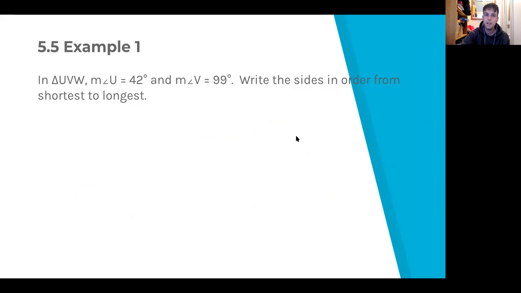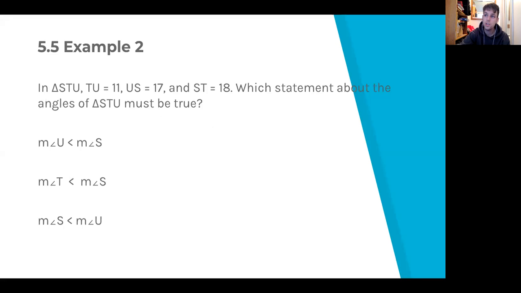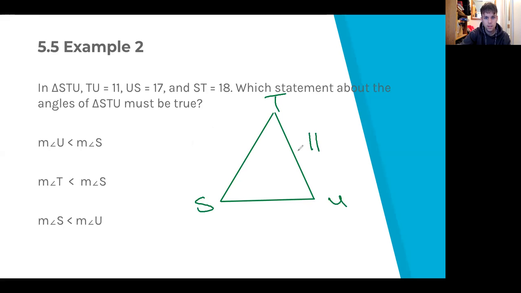All right, and in the next example, we'll do it the other direction. So now we know the side lengths, and we're going to be comparing the angles. Here is a generic triangle, and we'll name it STU. TU is 11, US is 17, ST is 18. Okay, so we want to determine which of these three statements are true. And we're going to compare based on the sides.